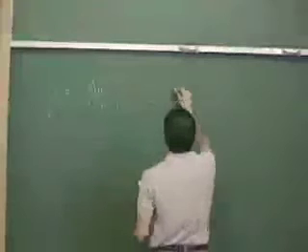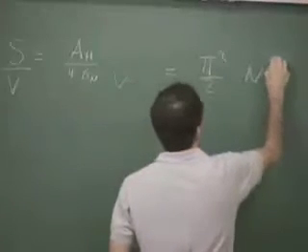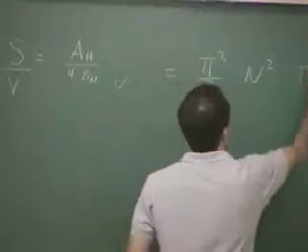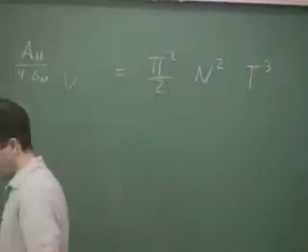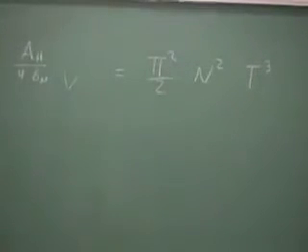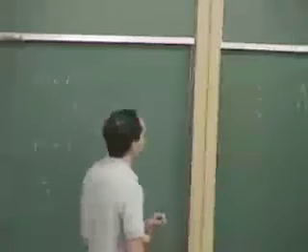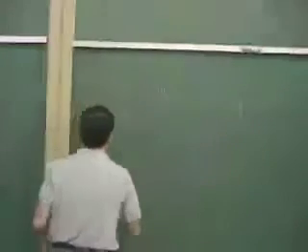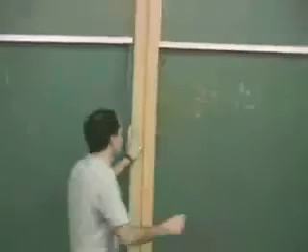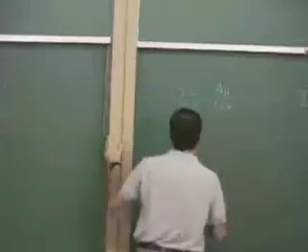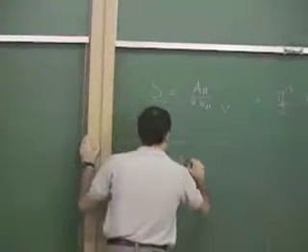Okay, so we go ahead and we compute that. And this will give us some number, pi squared over 2, times n squared times t cubed. Okay? So that's the entropy. Now, I remind you of this large n counting that we did last time in field theory.